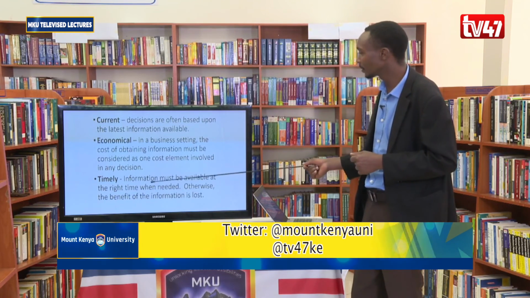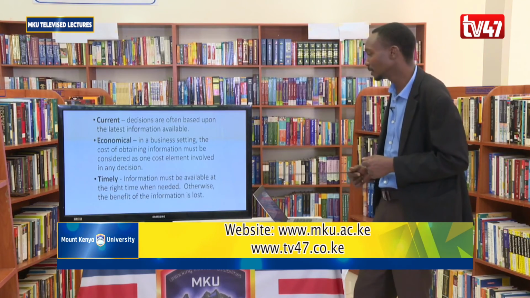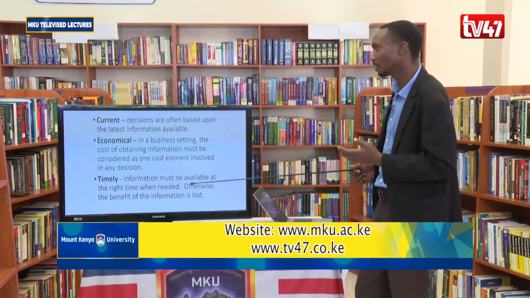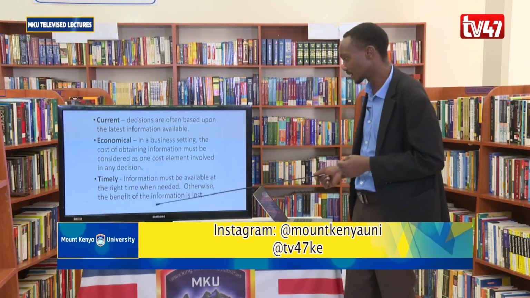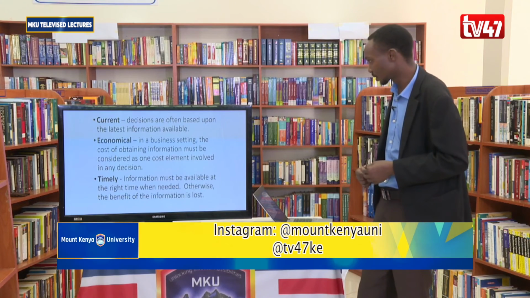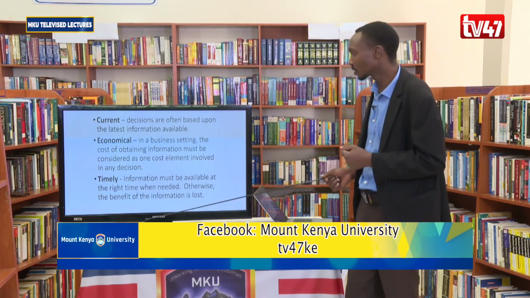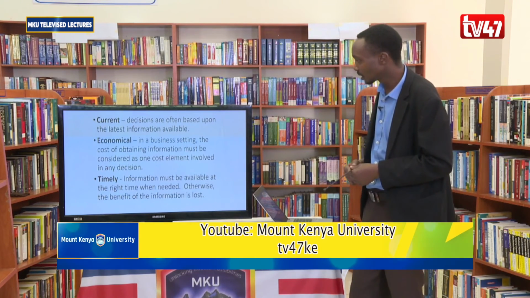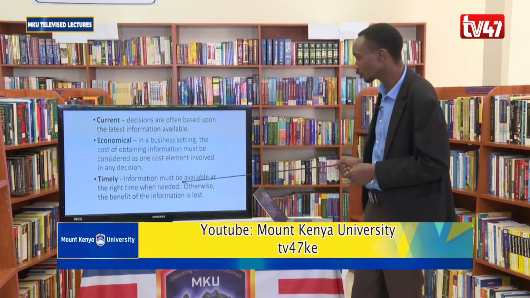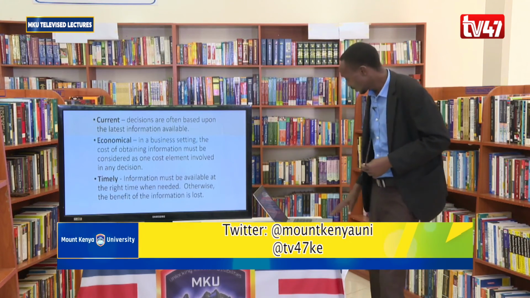Within the information system, the information must be available at the right time when it is needed. Otherwise, the benefit of that particular information is lost, which is very true. If you give somebody information 1 year later, or 6 months later, after some event has already occurred, of course that information becomes useless. That's why we say the benefits are lost. So information should make sense and be timely, so that people are able to react and go to the next step or perform a particular task when that information is still relevant and usable. So those are the characteristics.